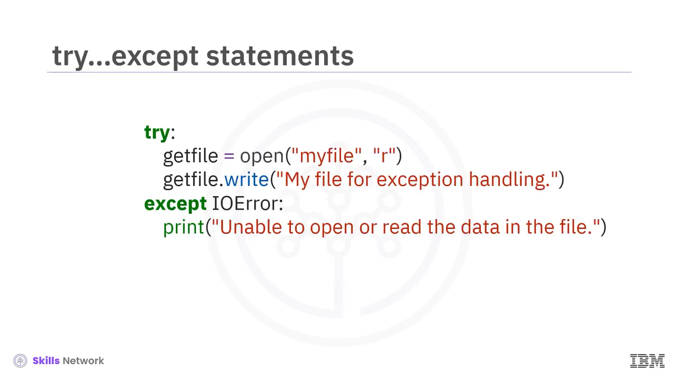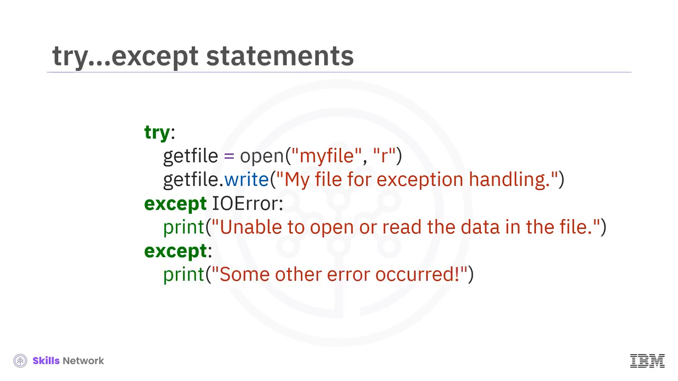When writing simple programs, we can sometimes get away with only one except statement. But what happens if another error occurs that is not caught by the I/O error? If that happened, we would need to add another except statement. For this except statement, you will notice that the type of error to catch is not specified.